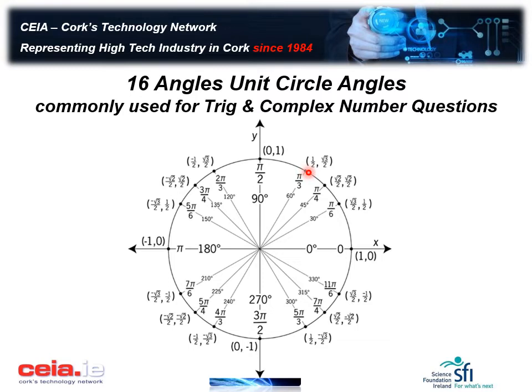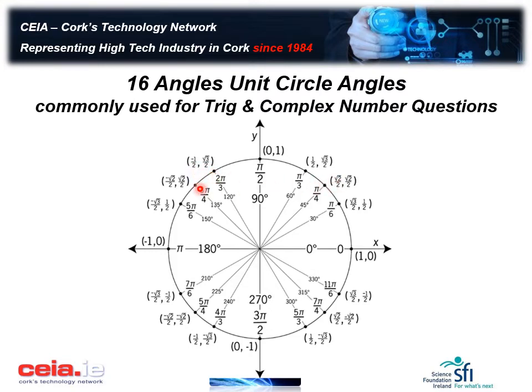So the vertical distance of the two angles would be the same. We can see that the y coordinate, root 3 over 2, is the same in both cases. In the case of the x coordinate, the horizontal distance, it's the same distance in both angles, but this is the positive x-axis and this is the negative x-axis. So the coordinates we have are minus a half, root 3 over 2.